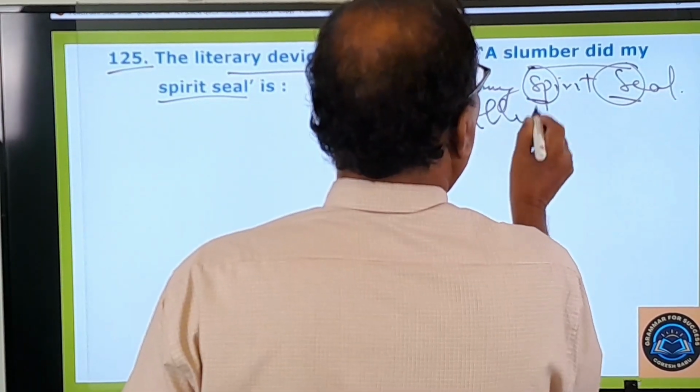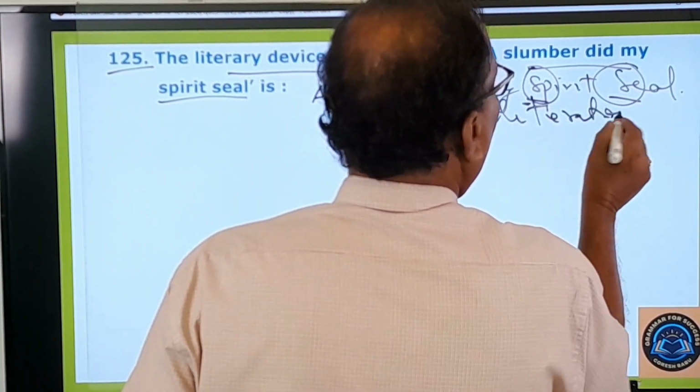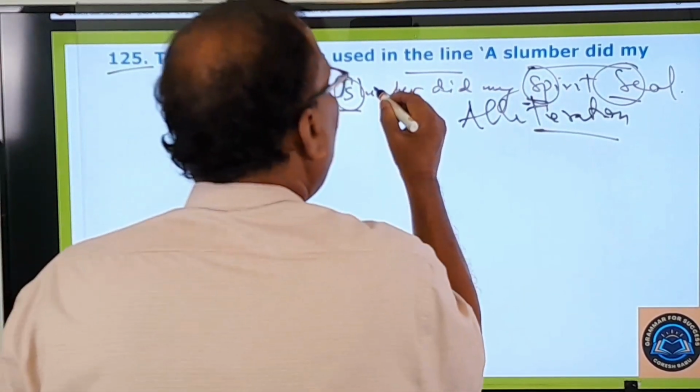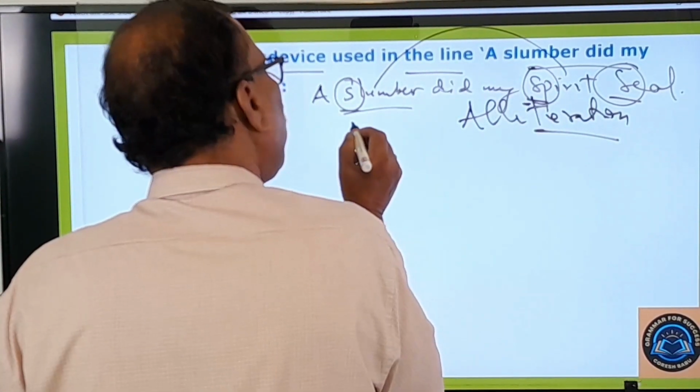I have taught all these things. I have taught all these things. This is an alliteration. If you look deeply into this, this is slumber. Slumber means what? A deep sleep.